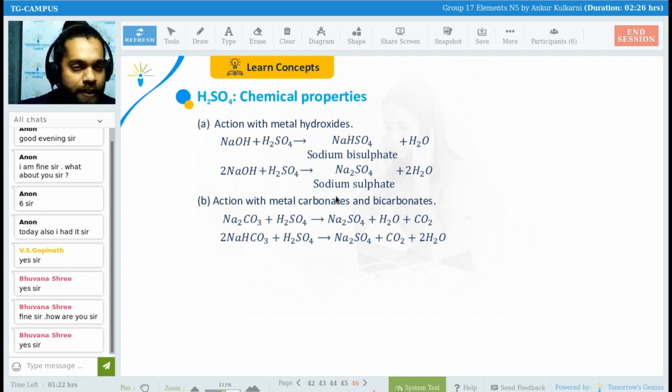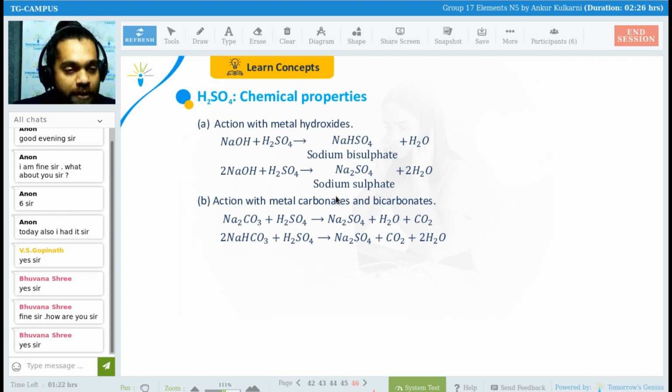Let us continue now. H2SO4, just now we discussed, it is an acid. So whenever an acid and a base react, what do we call it? What type of reaction is it? Acid plus base is what type of reaction?